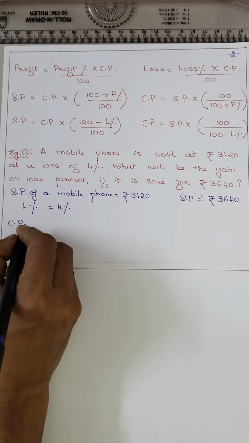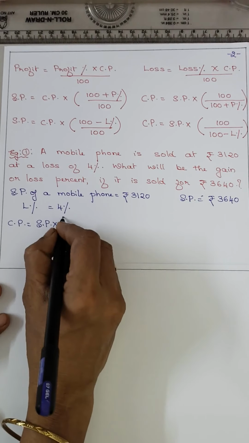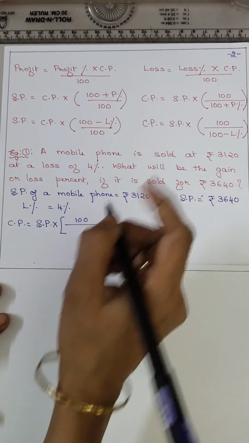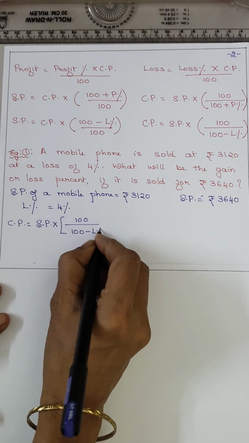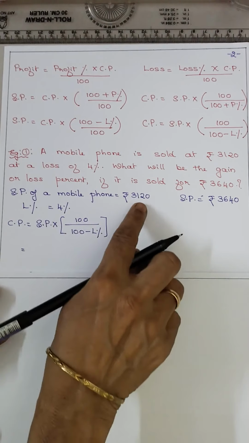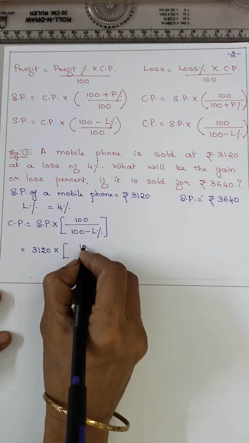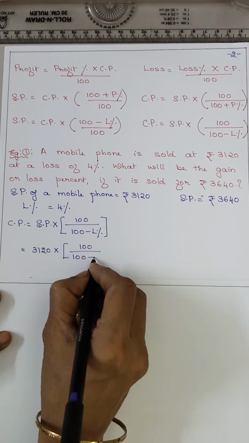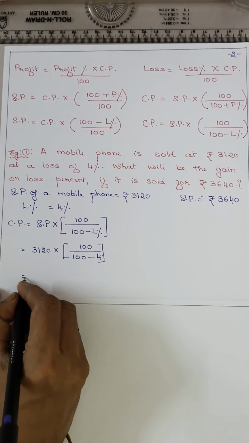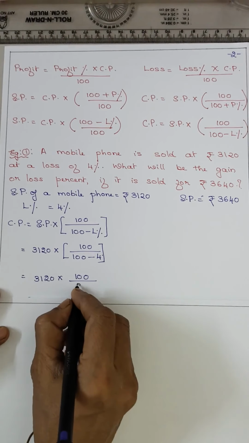व्हाट इज द फॉर्मूला ऑफ CP? CP is equal to SP into 100 upon 100 minus loss percent, because it is loss percent, isn't it? Minus. So SP, how much is given? 3,120 into 100 upon 100 minus loss percent is 4. So 3,120 into 100 upon 96.